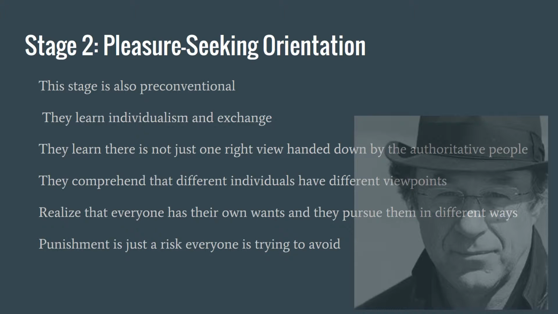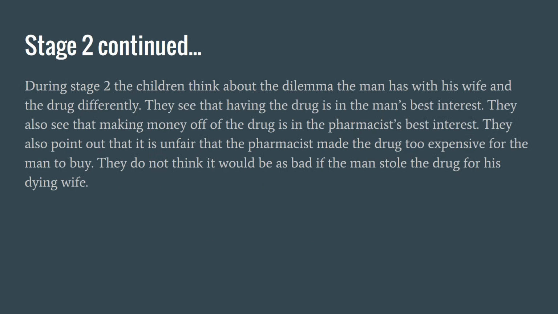Stage 2. This stage is also pre-conventional. They learn individualism and exchange. They learn that there is not one right view handed down by the authoritative people. They comprehend that different individuals have different viewpoints, realize that everyone has their own wants, and they pursue them in different ways. Punishment is just a risk everyone is trying to avoid.